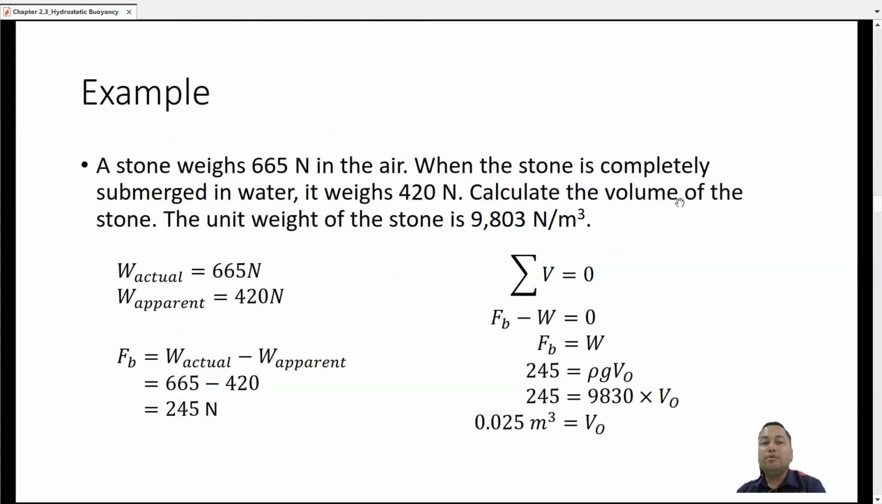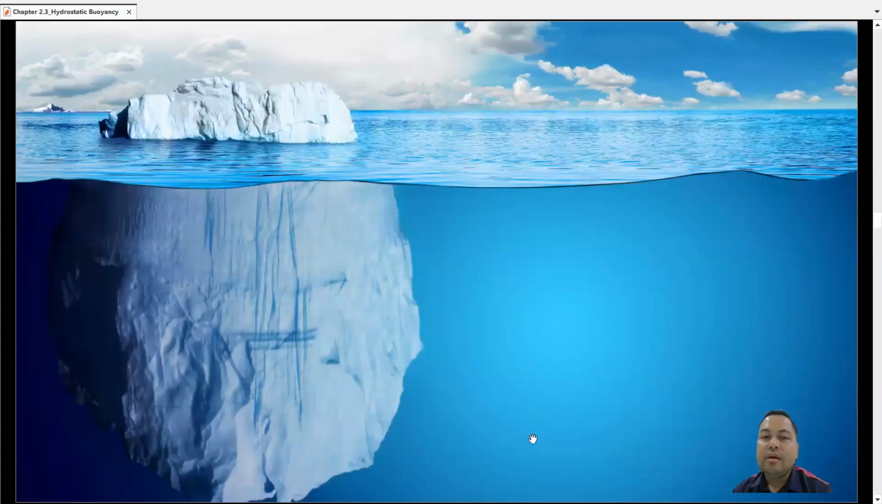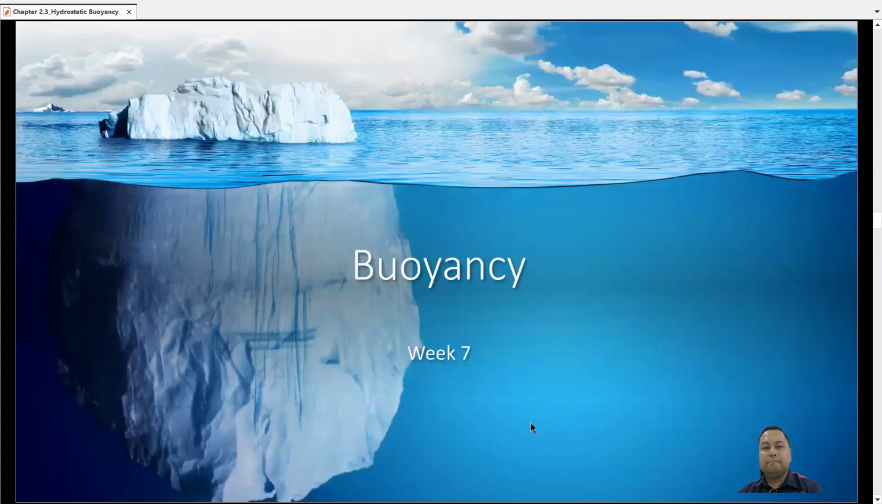How can we calculate the volume of the stone? We know that Fb is equal to W, and W is equal to rho g V naught. Why V naught? Because it is completely submerged, so the overall volume of the object displaced the water. Next, by dividing this, we can obtain the volume of the stone to be 0.025 meter cube. Okay, let's proceed.